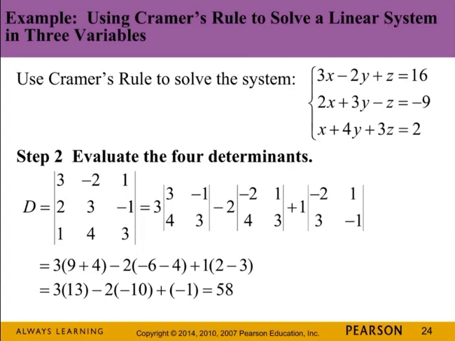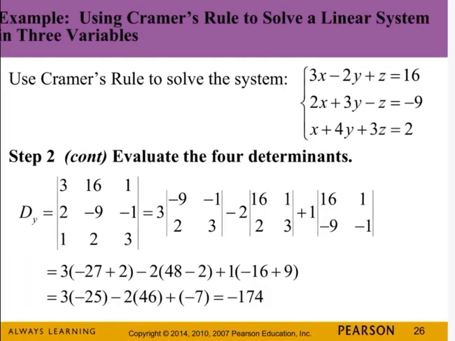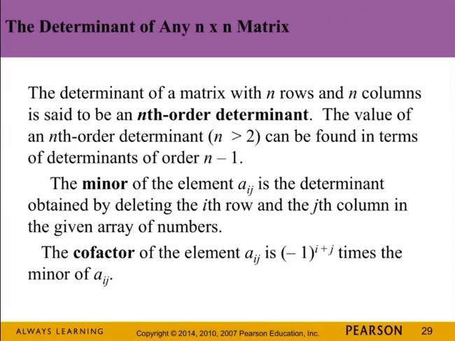Evaluate the 4 determinants. We kind of did it out of order, but we got these results. Okay. And then x was dx over d, y is dy over d, and z is dz over d. So then 2, negative 3, 4. Oh, we got one more. Okay, let's see what else we got.